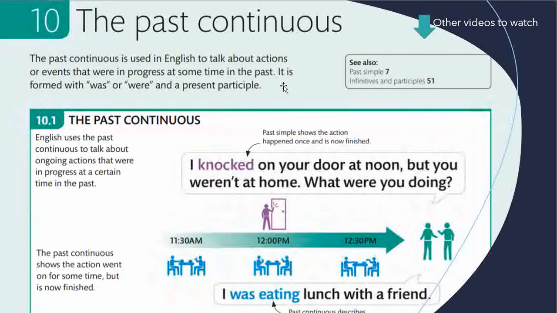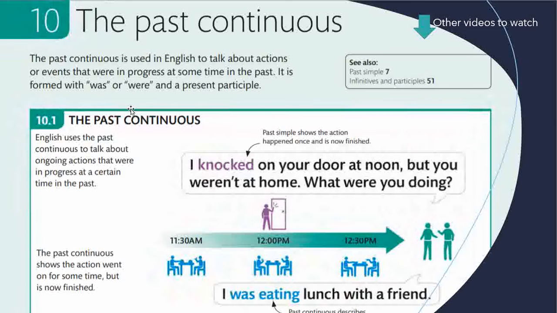Now let us see how it is formed. It is formed with was or were with the present participle. It is very important to note that from the auxiliaries we take only was and were. We don't take is, we don't take are. Those are present tenses. So we take was and were depending on our subject, and along with that the verb is taken in the present participle form. What is a present participle? The root form of the verb with ing added to it. That is called a present participle.